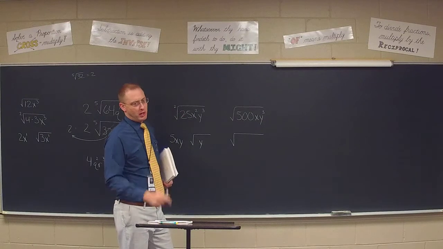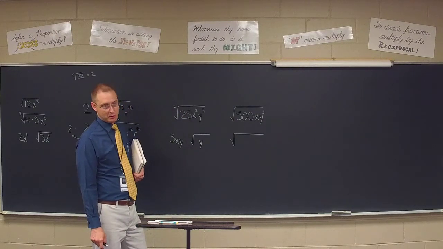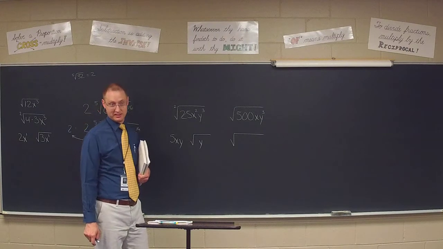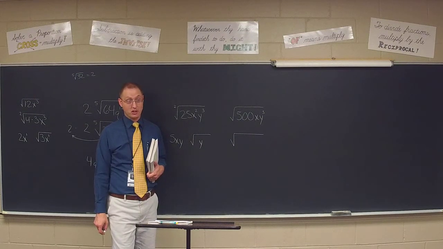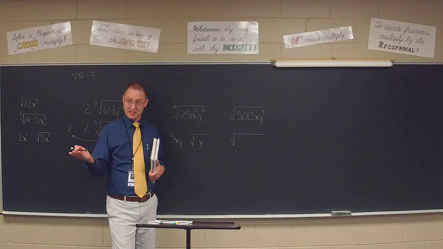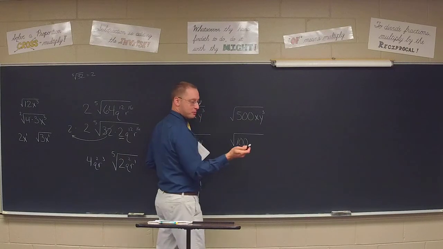You could do 25 times 20, but there's a way better square than 25 for 500. Anyone? How about 100? Right? Anytime it ends in double zero, use the fact that 100 is a perfect square.